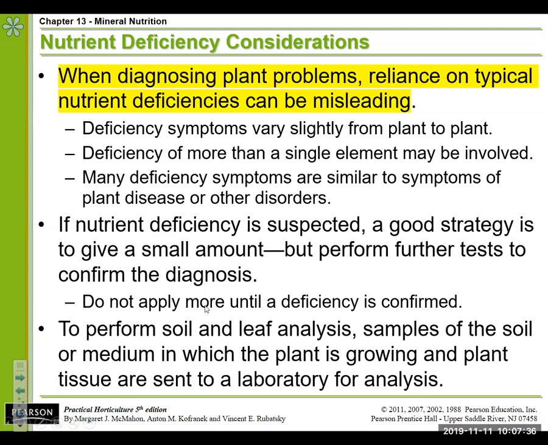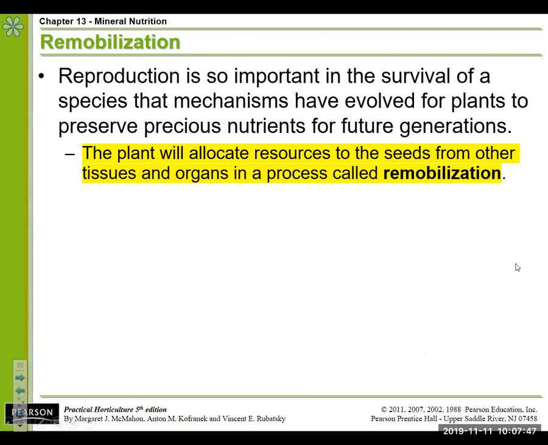You can also do some soil and leaf analysis, where we're sending off the plant tissues to a laboratory, or there are some tools that we can also use for that. They're often pretty expensive though.